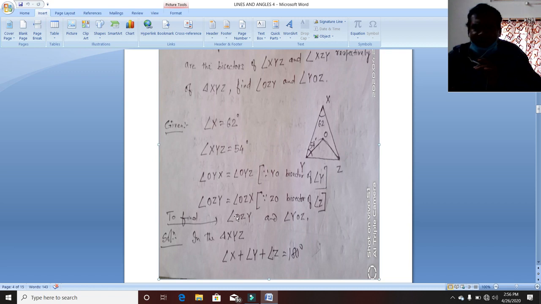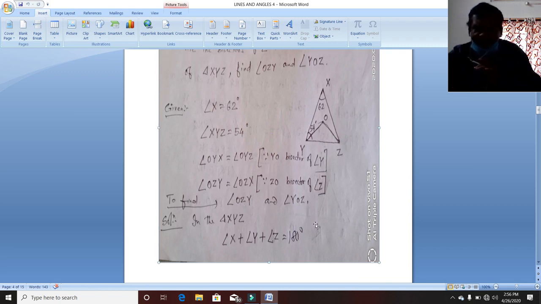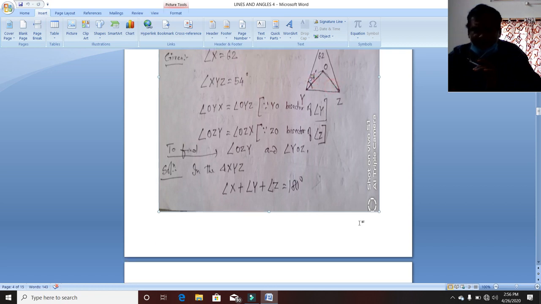Now to find, what I have to find? OZY and YOZ, these things I have to find. Yes or no? Now you see in the triangle XYZ, the sum of angles is 180 degree. Angle X plus angle Y plus angle Z equal to 180 degree. We know it. Yes or no?